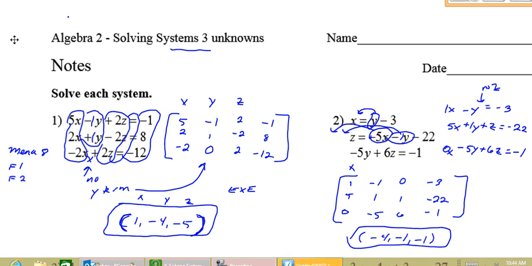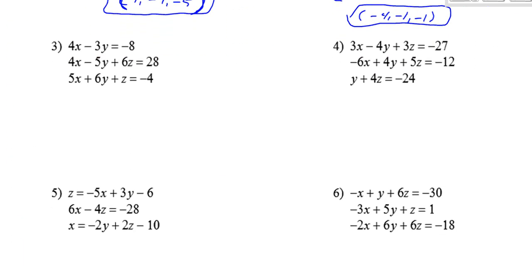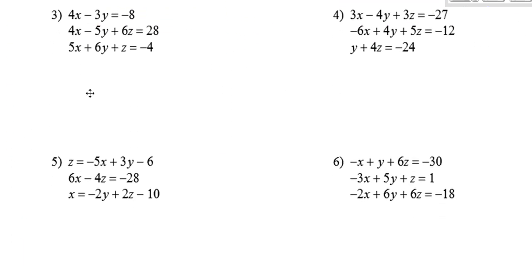I'm going to go ahead and scroll down so that you guys can see questions 3 and 4. Go ahead and try to do 3, 4, 5, and 6 and work them out on paper. Try to get them in the right order. Review the video if you're confused about ordering them. And then I'll put the answers up here just shortly.